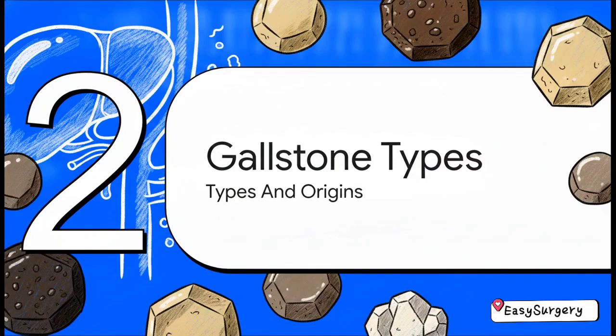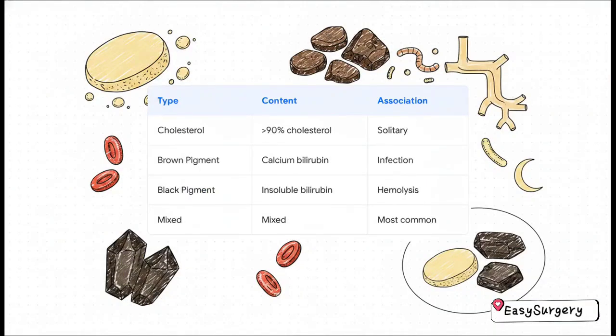Let's meet the invaders. So fun fact, not all gallstones are created equal. Breaking down the culprits, we've got cholesterol stones. These are usually large, solitary, and made up of over 90% cholesterol. Then we have pigment stones, which are super interesting. Brown pigment stones form in infected bile, a lot of times linked to parasites like Ascaris. Black pigment stones, on the other hand, are made of insoluble bilirubin and are massive telltale signs of hemolytic disorders like sickle cell anemia or G6PD deficiency. Interestingly enough, while pigment stones are the most common over in Asia, mixed stones, which are just a combo of cholesterol and pigment, are actually the most common type found globally.